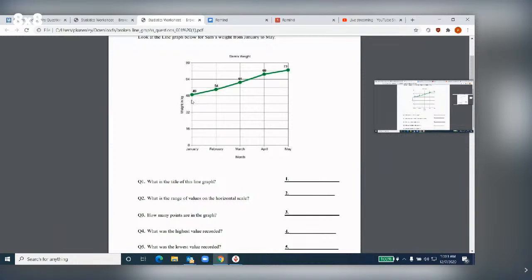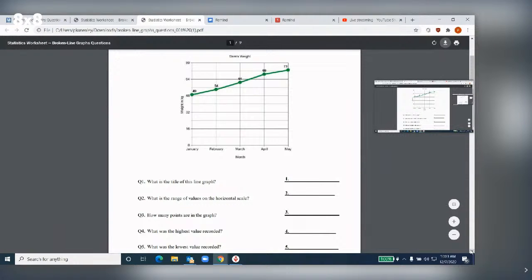Now that's going to be down here, 48 when he started in January, or 49. I guess 49 would be the actual point on the graph. Okay, so 49 is the lowest. So when he started, he was 49 kilograms, and when he finished, he was 73. So those are the two, low point and high point.